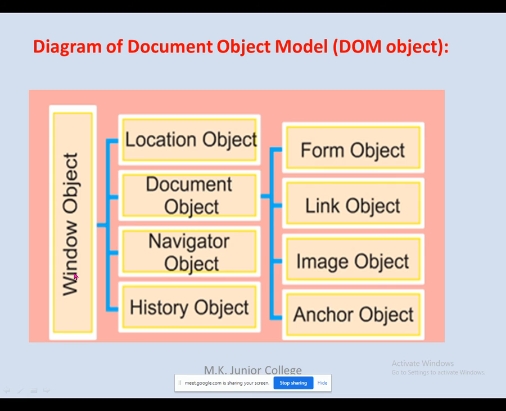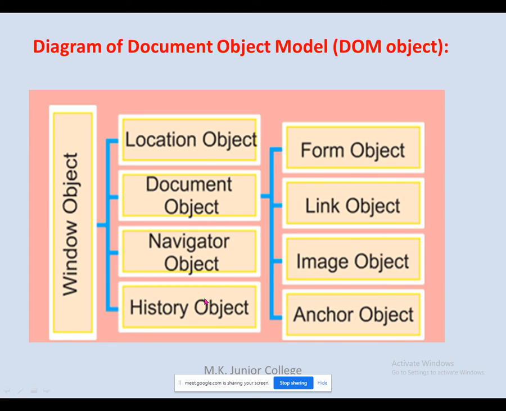Why the window object? Everything you do on a website or any software, you will get a window. पहले आपको एक विंडो आती है, उसके अंदर ही आप सब कुछ करते हो. In the same way, whenever you open a web page, you are getting a window. So there you are actually using the window object to manage your web page, and under the window object many other objects are there, like the location object, document object, navigator object, and history object.